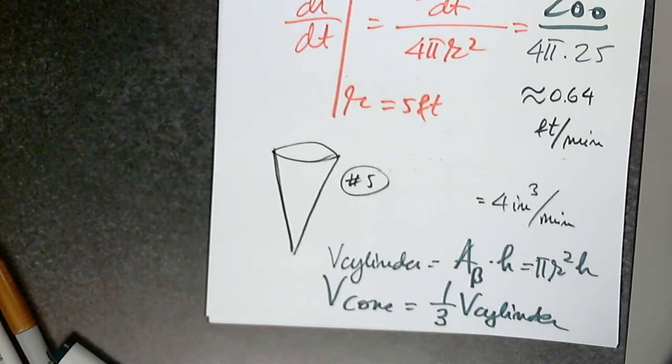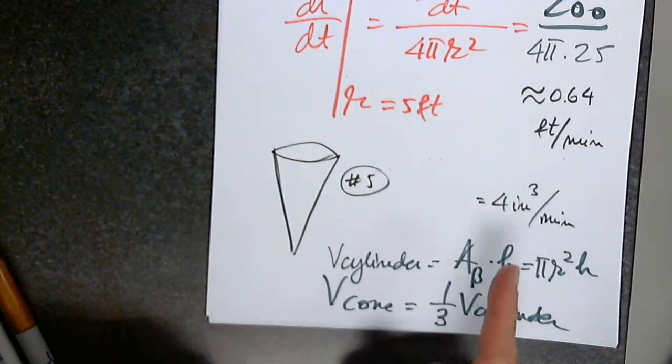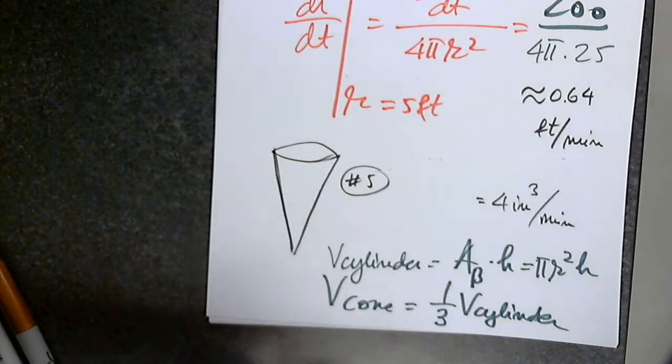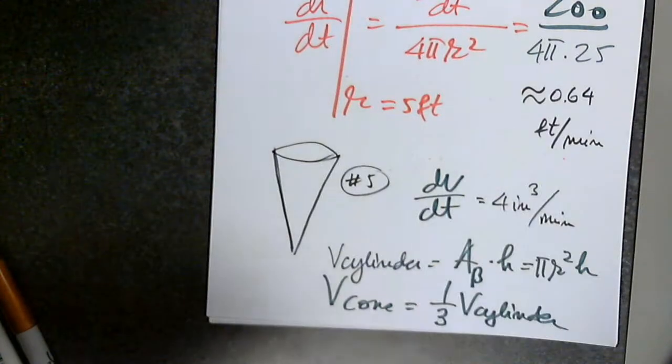So what is given in this problem? What is 4 cubic inches per minute? What do I write? Say it again. It's cubic inches. I cannot write S. If it's cubic, it has to be volume. If it's squared, it has to be area. Exactly. dv over dt is given in the problem. Let's continue.